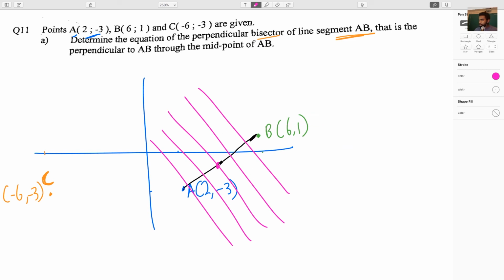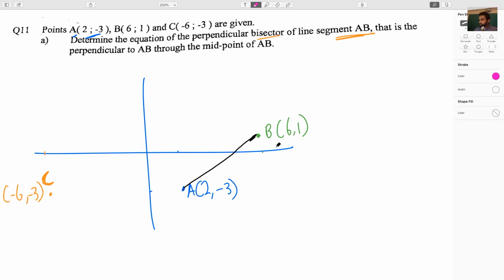So it needs to pass through the middle, the midpoint. And how do we find the middle? The middle will just be the average of the x's and the average of the y's. So let's see how we can do that. Let's leave in this perpendicular bisector.